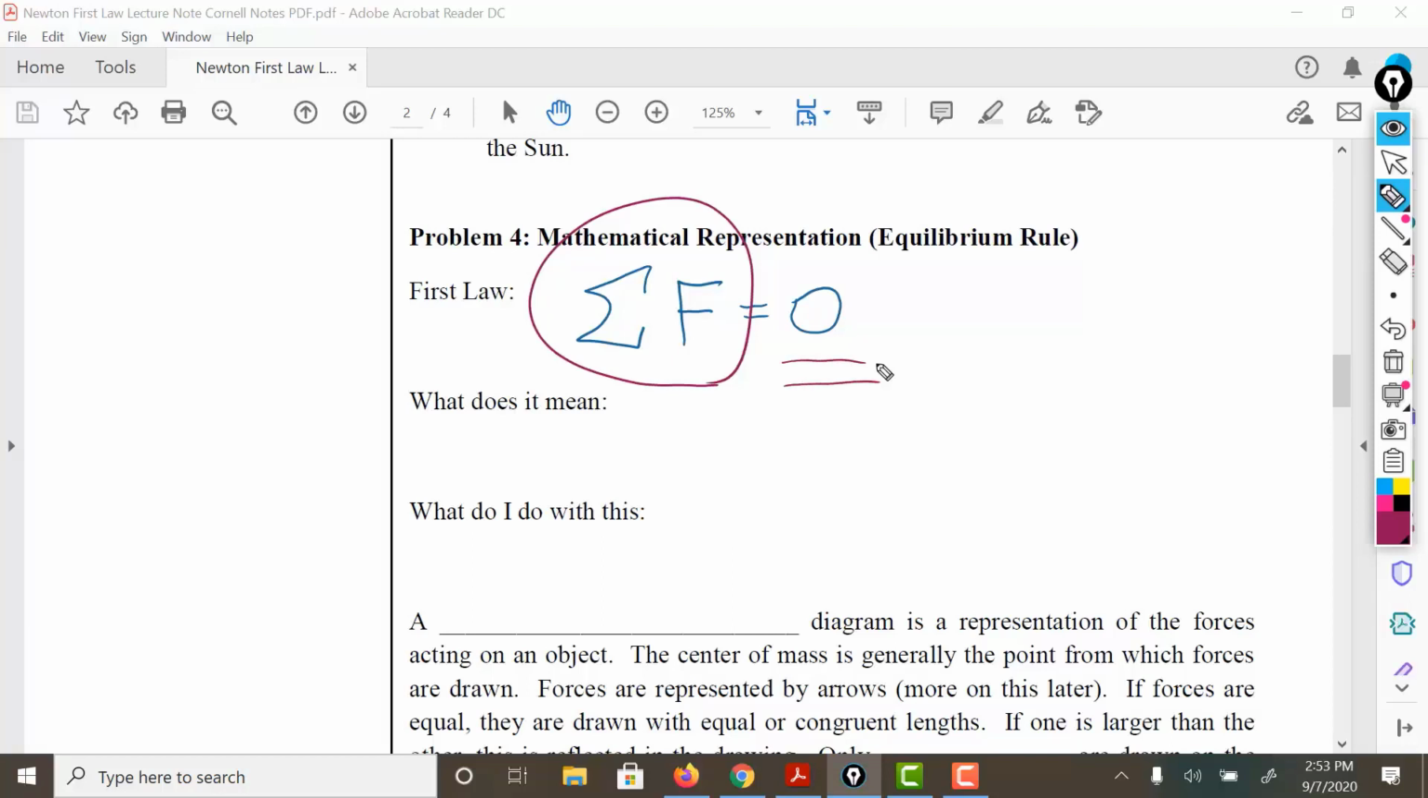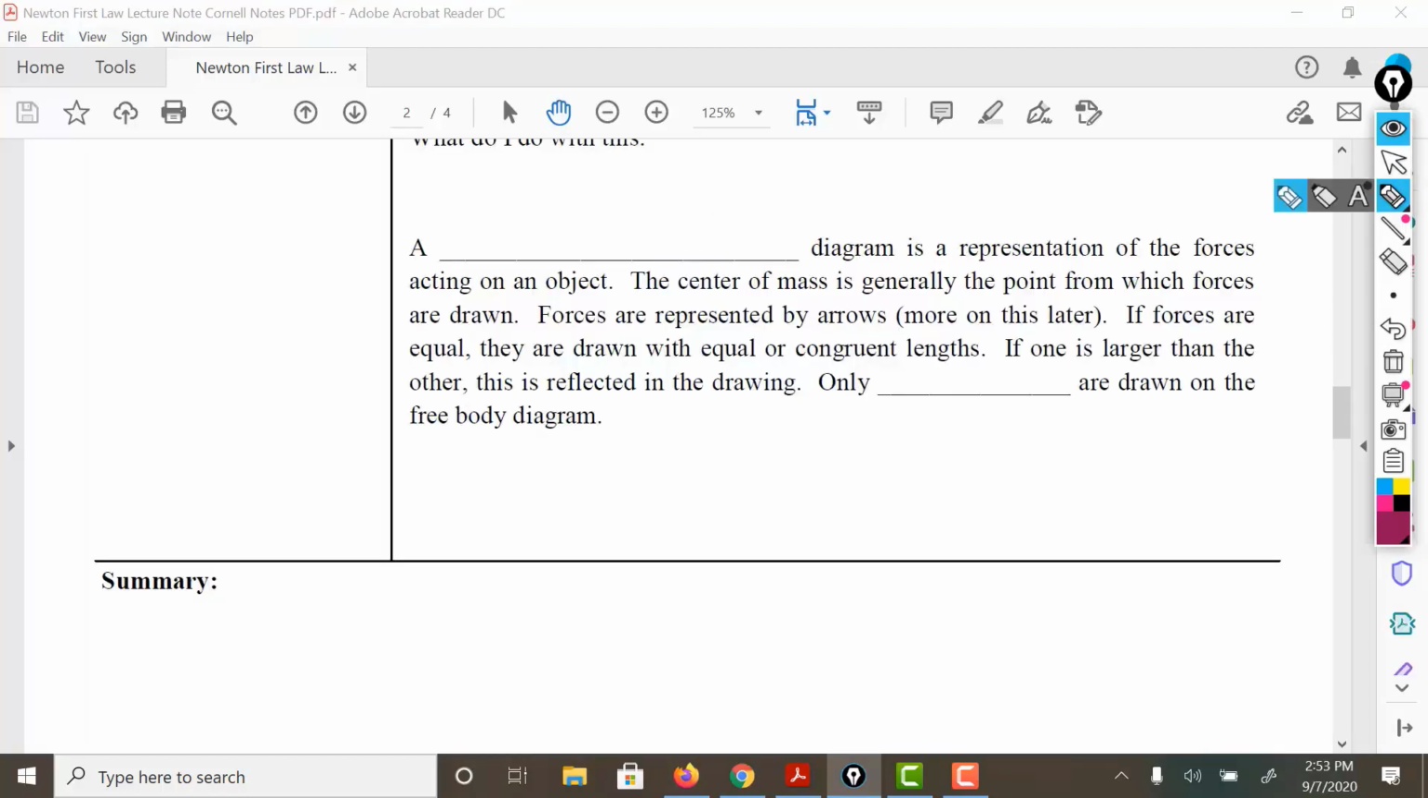We have all the forces. Some may be positive, some may be negative. It all depends on how we set things up. A free body diagram is a representation of forces acting on an object. Okay, so we usually draw the shape, and what we do is then we put a little dot in the middle of the box, and we draw the arrows from that dot. Only forces are drawn on a free body diagram. We will talk about acceleration, we will talk about mass, we'll talk about velocity. Those things don't belong. Only forces.